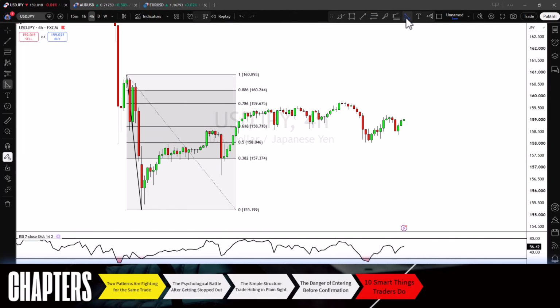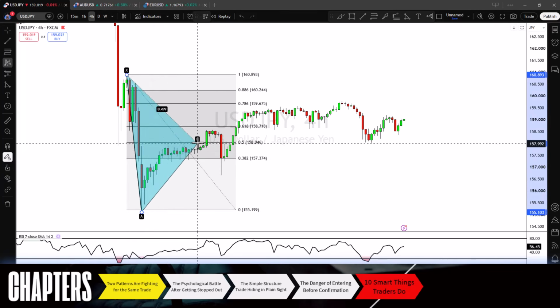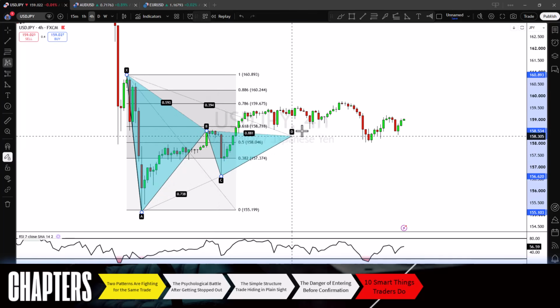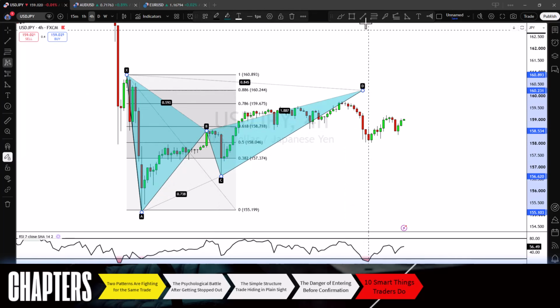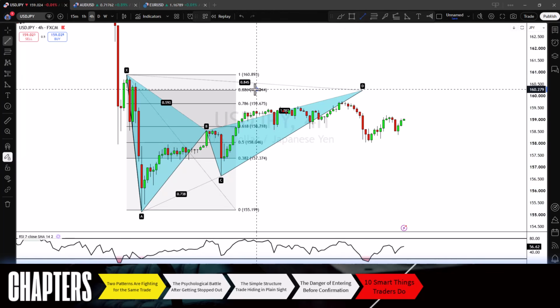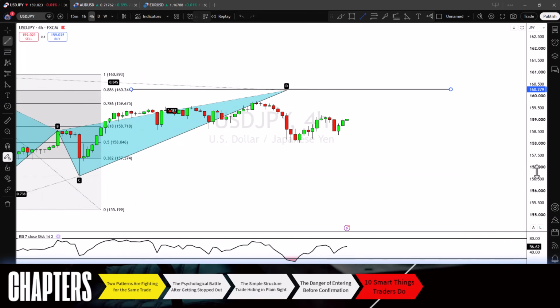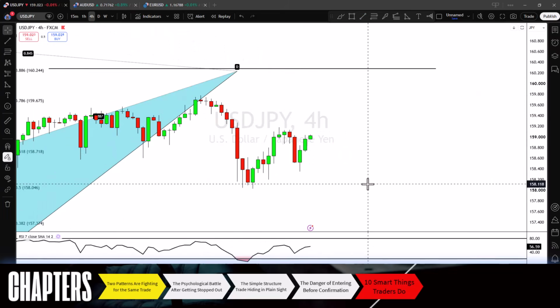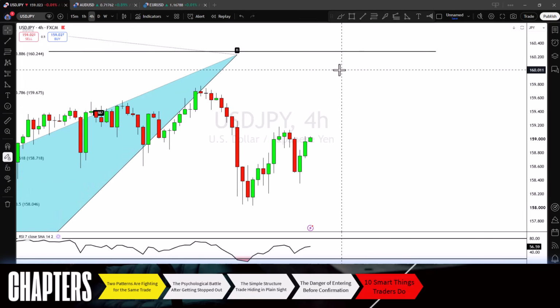So we're going to have a potential bat pattern here on dollar yen. X to A, swing high to swing low. A to B, our first retracement. B to C, our failed extension. And then a CD completion right here at the 886. Let's just keep that in mind. Now, if we zoom in a little more, you're going to see that we're also putting in another potential pattern down here as well.